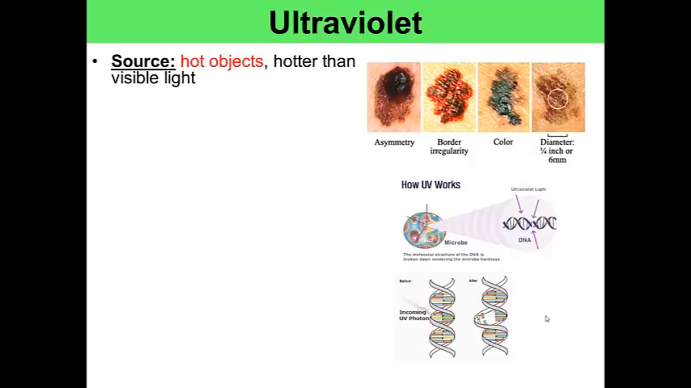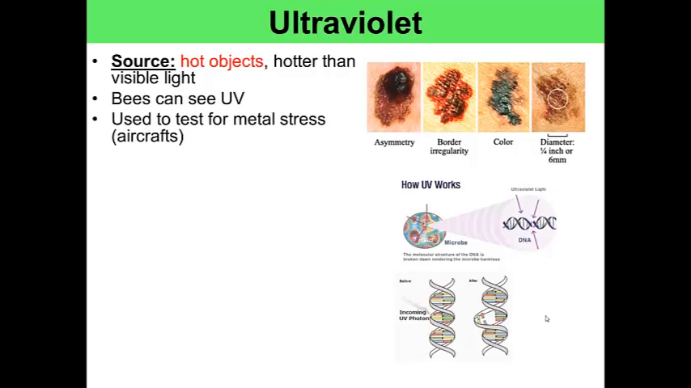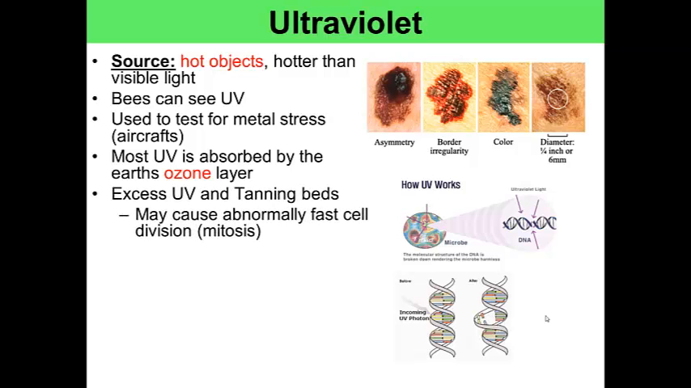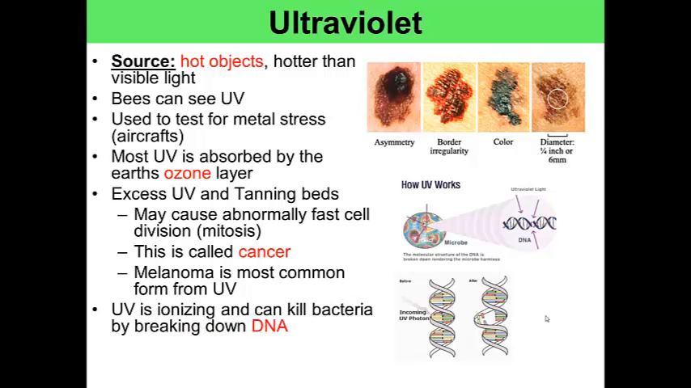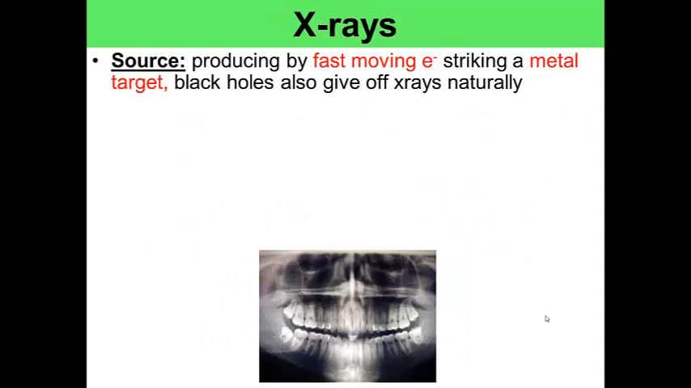Ultraviolet light: the source of that is hot objects, hotter than visible light. Bees can see ultraviolet. It is used to test for metal stress in aircraft. Most ultraviolet is absorbed by the Earth's ozone layer. However, if you have excess UV exposure, it can cause abnormally fast-growing cells, which we call cancer. Melanoma is the most common form of cancer caused by UV light. UV is ionizing and can kill bacteria by breaking down DNA. It can also cause the aging of skin cells.